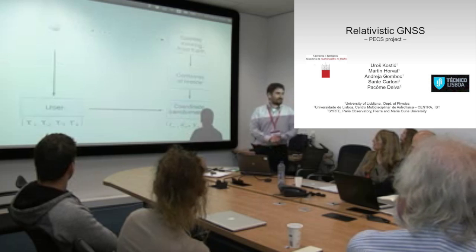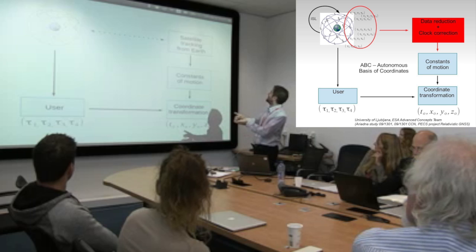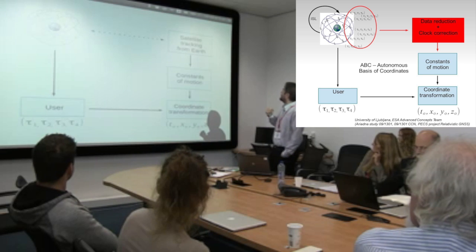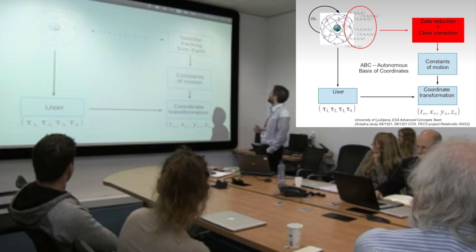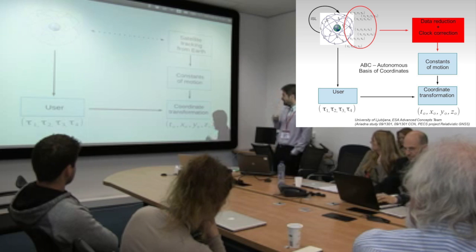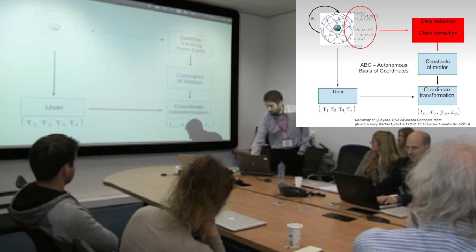So, yet another overview of GNSS, the classical one. We have satellites and ground stations, which track the satellites, and then we determine the constants of motion, orbital parameters, from that. And, well, this is how the usual positioning works.